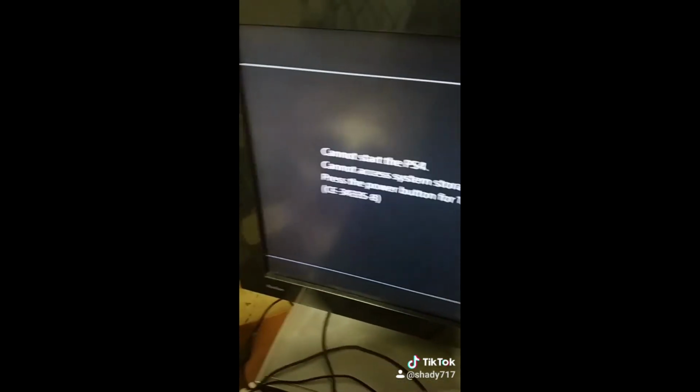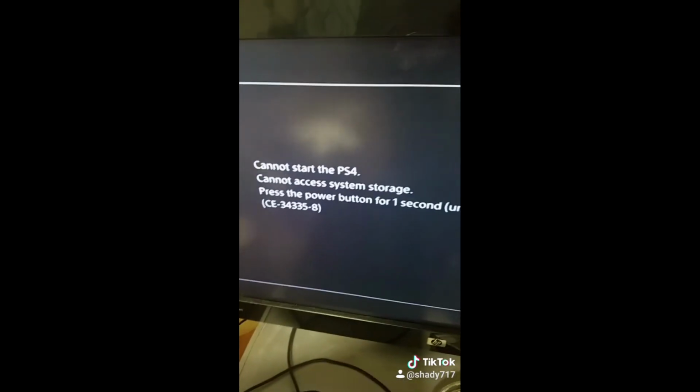And here it is. We're gonna put it back together. It's looking for the storage. We're gonna put it back together, test everything, but it's good to go.